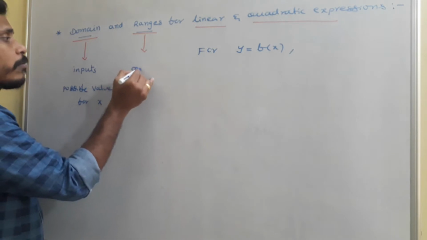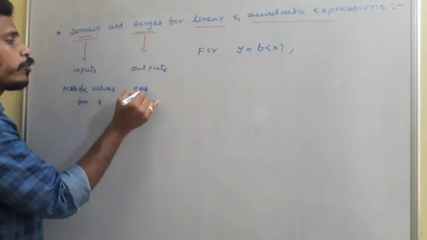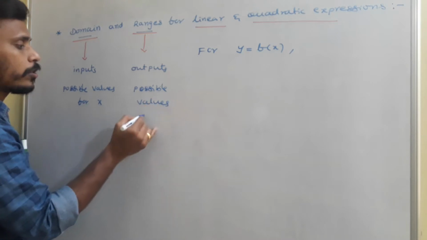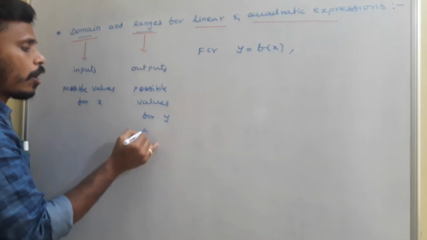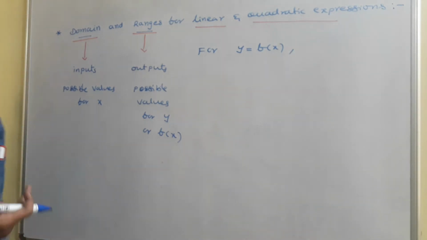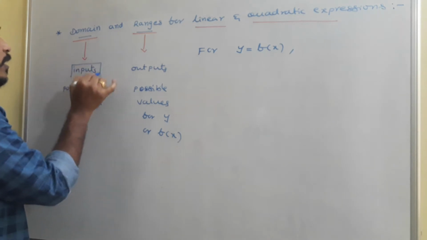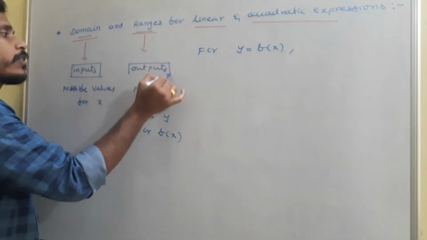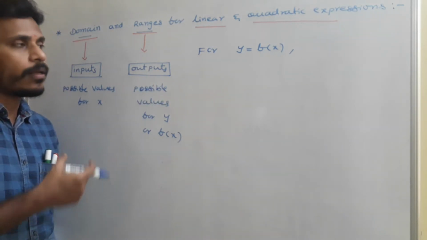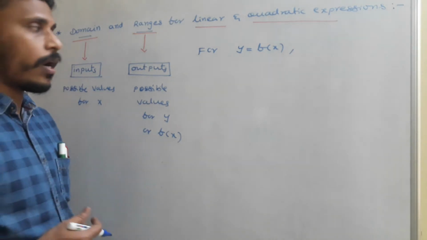Whereas the range is nothing but outputs. Output means possible values for y or f of x. y or f of x, both are the same. So possible inputs are considered the domain and possible outputs are considered the range. We are going to discuss the possible inputs and possible outputs for different types of expressions. Specifically, here we are discussing linear and quadratic expressions.